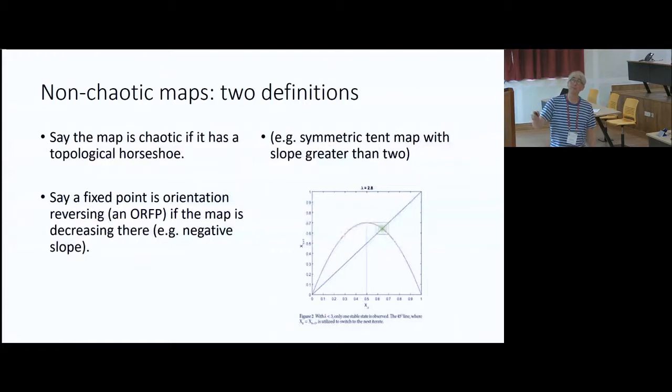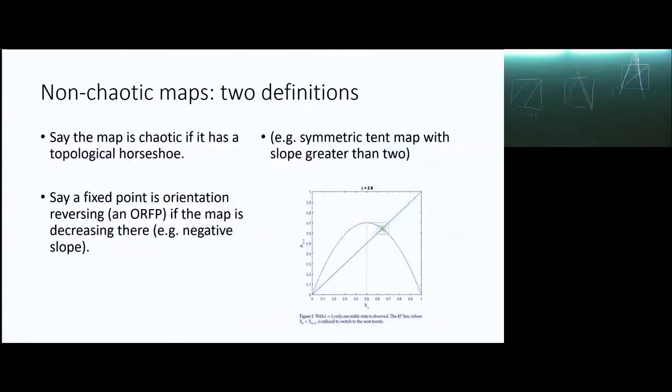So these are the two definitions I'm going to use. These are the only two definitions I'm going to use in what I'm going to say next. Okay, so chaotic if there are basically two branches that go across the entire interval, and in typical, simple cases, one of them would be like that, and the other, the orientation reversing version of that, would be like that.